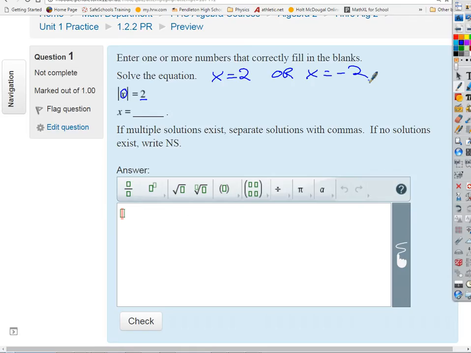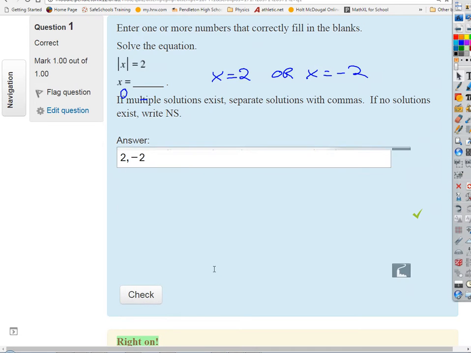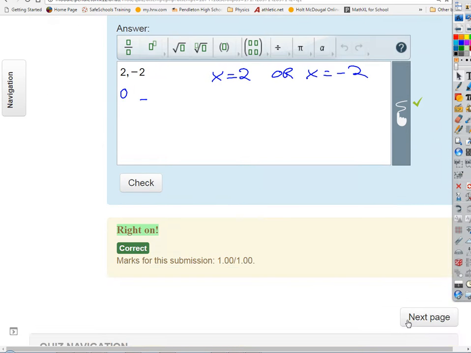Now notice here that they just want us to, if multiple solutions exist, which of course they do, separate the solutions with commas. And we're just filling in the blanks, so we've already got the x equals. So all we really want to do here is just 2, comma, minus 2, doesn't matter what the order is. And there it is.